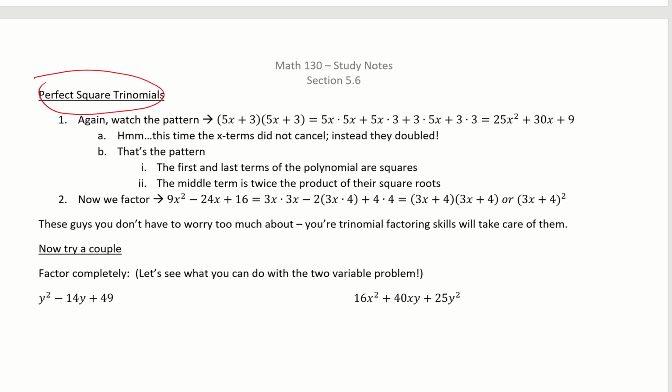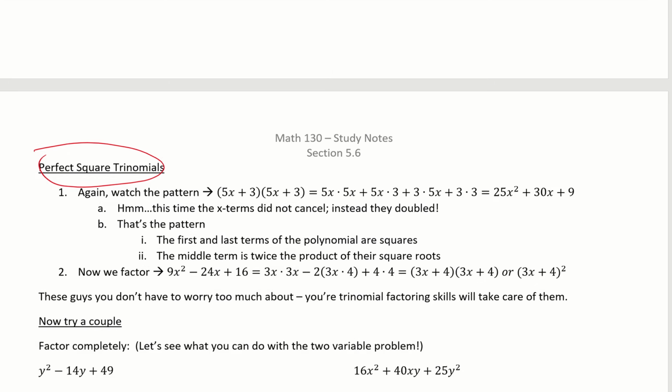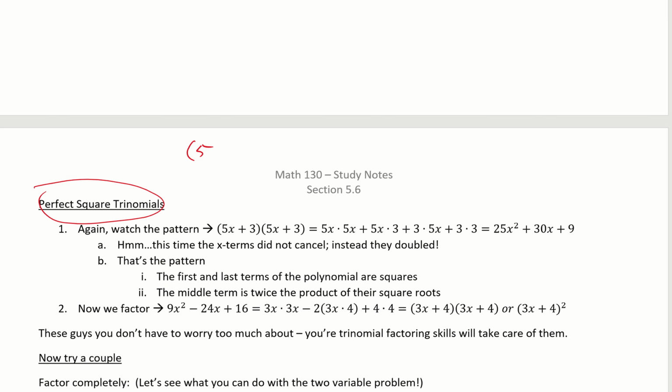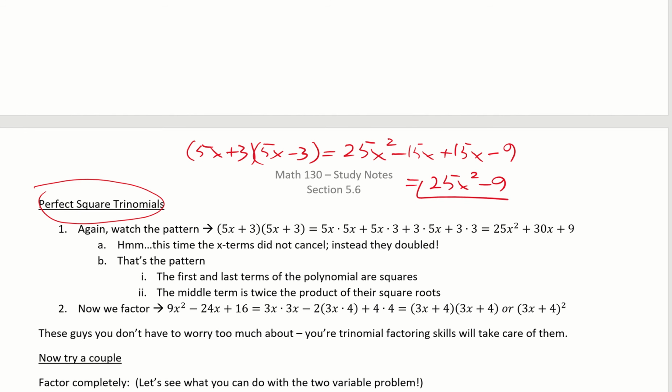Notice the difference. I'm going to do this up above it. If I go 5x plus 3 and 5x minus 3, I get 25x squared. I get minus 15x plus 15x, and then finally minus 9. And that reduces down to 25x squared minus 9. That's the difference of squares. And that occurs because of the plus and the minus.